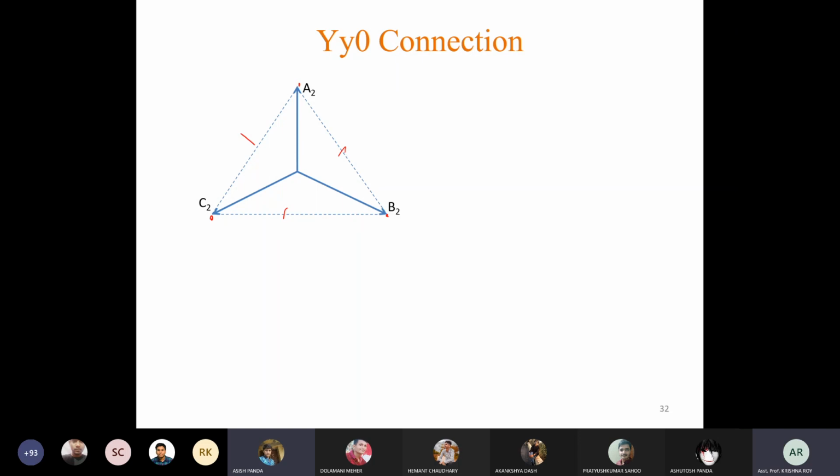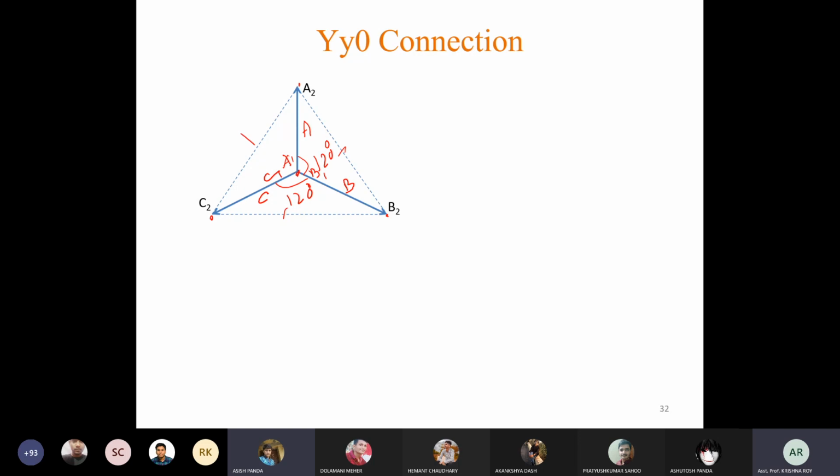Okay. So here, since the high voltage side is in star connection, we can draw A2 along this vertical direction, then B2 making an angle of 120 degrees with this A phase. So this is A phase, this is B phase and this is C phase. All these angles are 120 degrees. So here all the 1 points are connected together to get the neutral point.